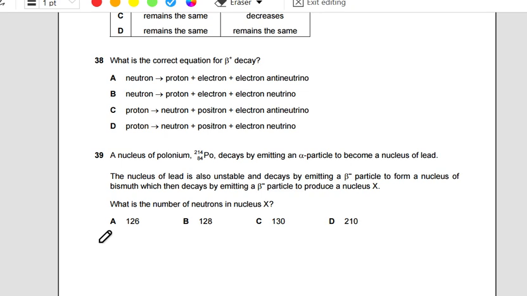In beta decay, a neutron is converted to a proton, electron, and electron antineutrino. Oh, sorry, but this is a positron. So it has an electron. Font size is a little bit small for the zoom. Okay, so it is proton to neutron plus positron plus electron neutrino.